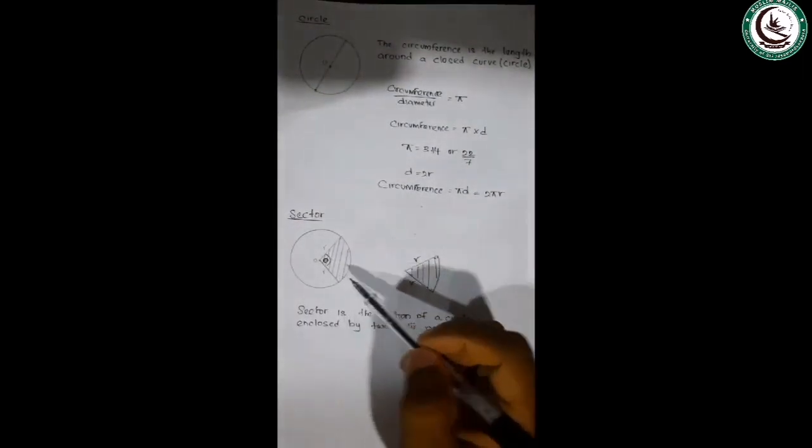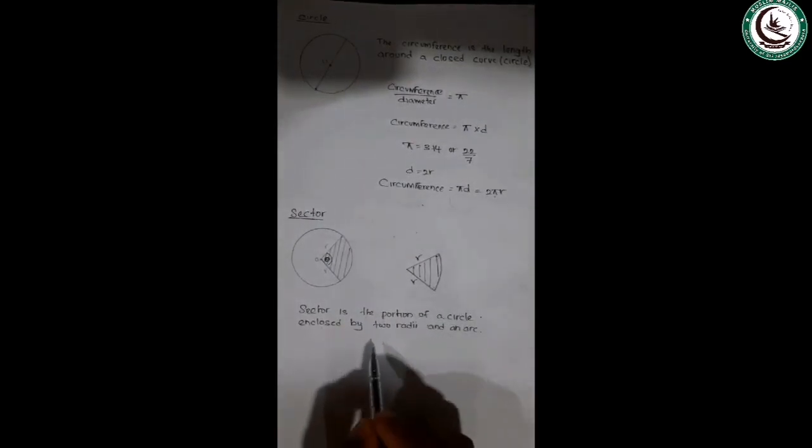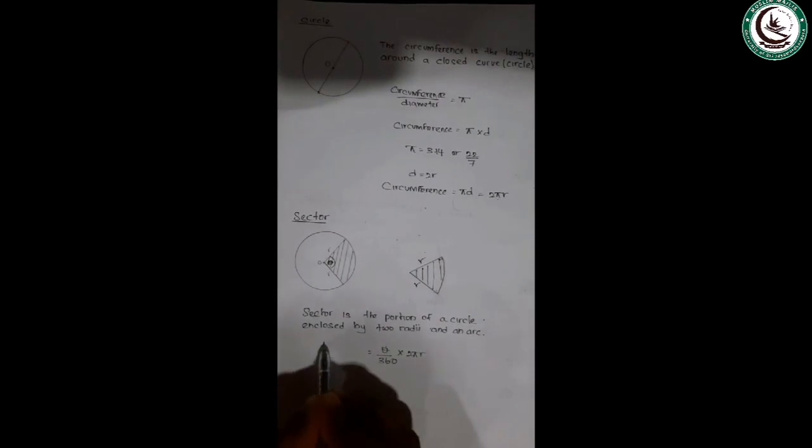In order to find this arc length, we have to go back to this circle. If this is theta, we can find the arc length. The circumference we found as 2 pi r is for the angle 360. Therefore, for theta angle, we have to find the circumference, the arc length. So that would be theta over 360 into 2 pi r. That is the arc length.